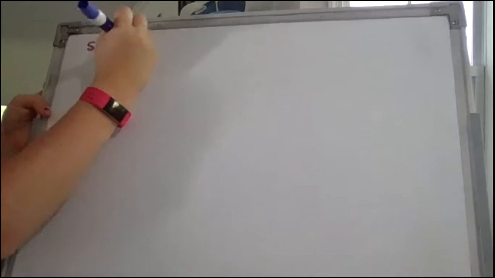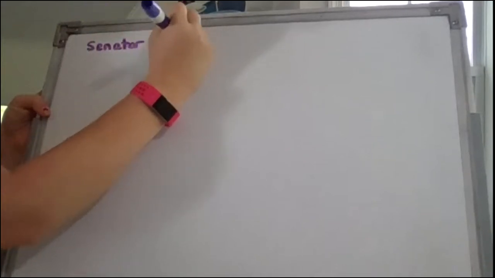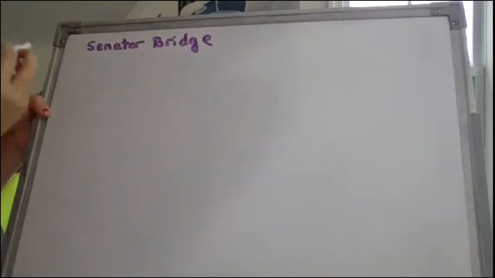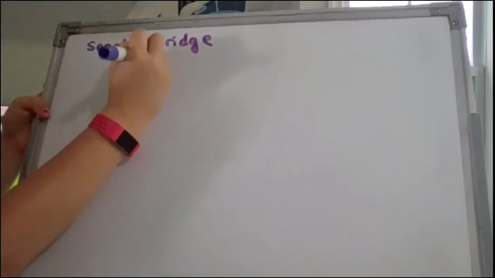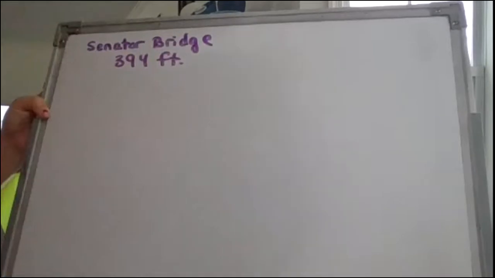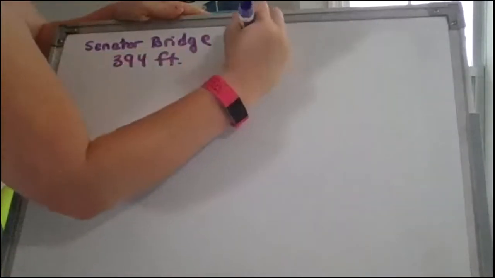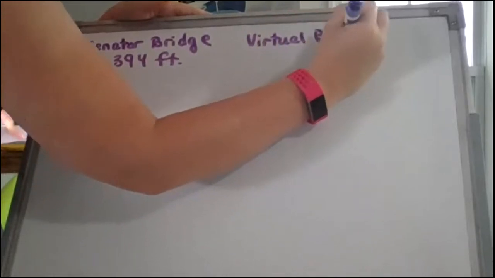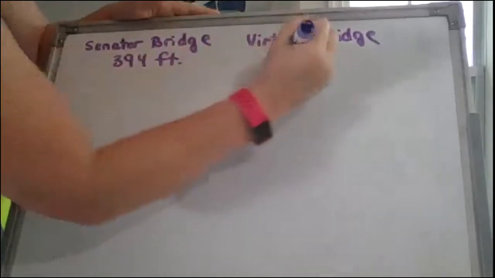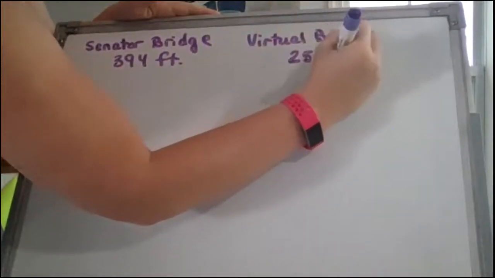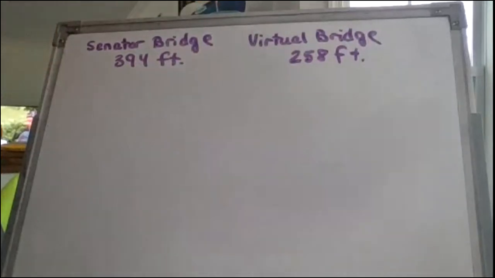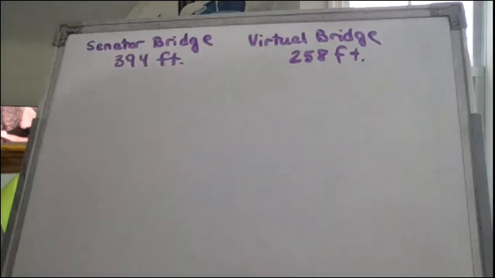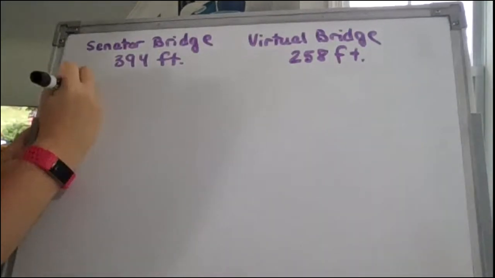So we know the Senator Bridge is 394 feet. Okay, and I know the virtual bridge is 258 feet. Okay, so I want to know the total span of them, right? So let's use the bar model to solve. So I'm going to draw my bar.